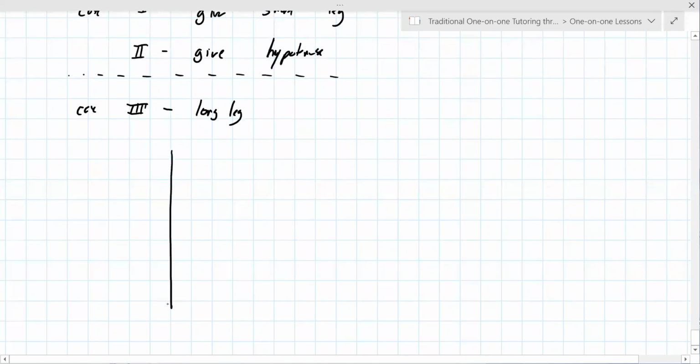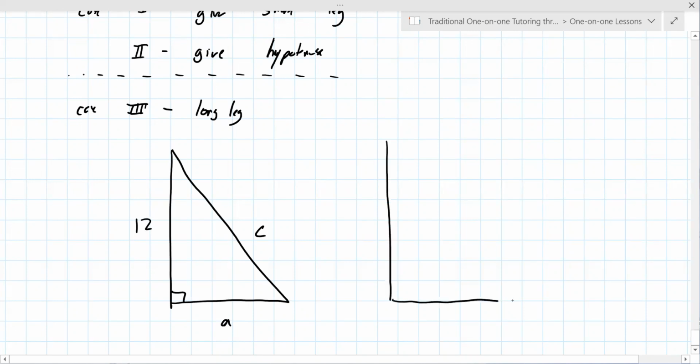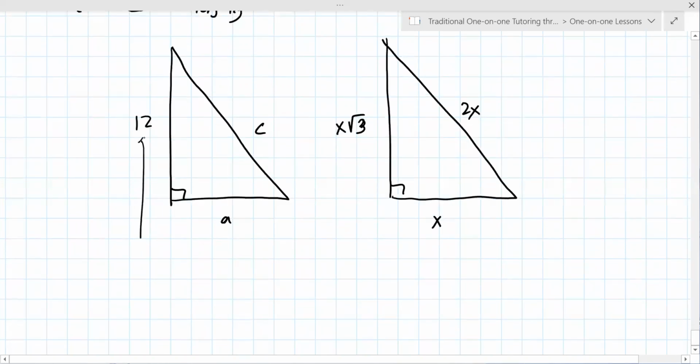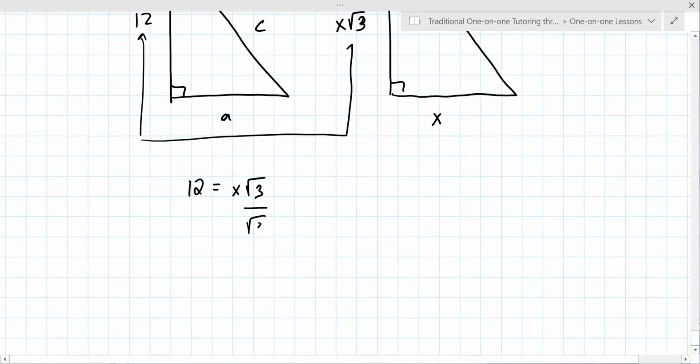So let's say I tell you that the long leg of this triangle is 12. Then I want you to find A and C. The reference triangle, which if we were doing this in a traditional classroom, I would ask the students to always draw. It does help to remember it. From here, you always set the known side, which is 12, equal to the reference side. 12 equals x square root 3. And then you divide both sides by square root 3.